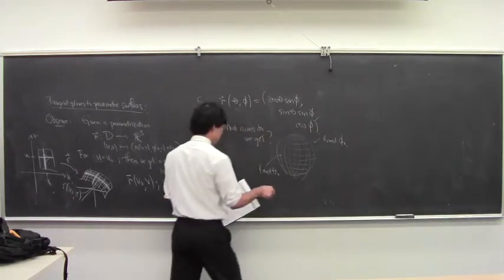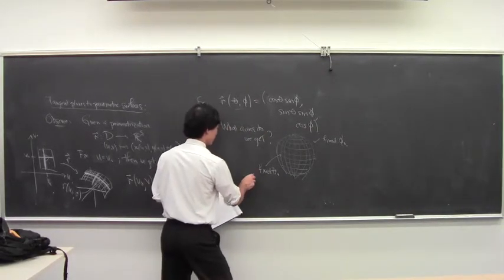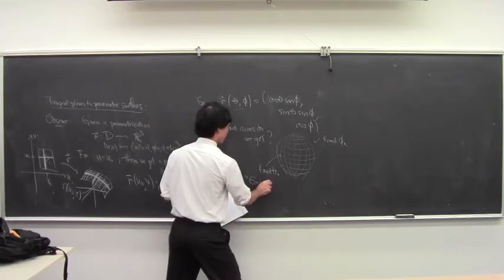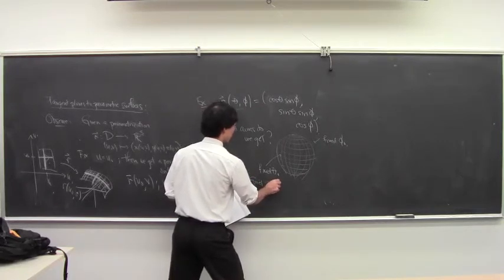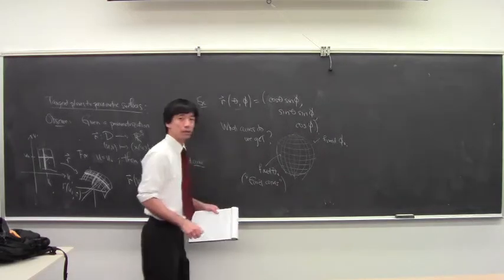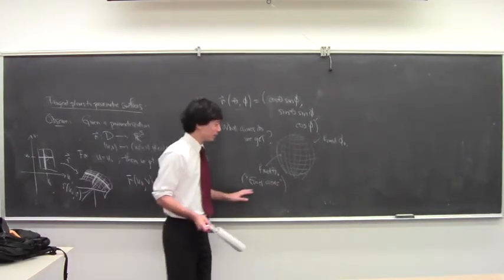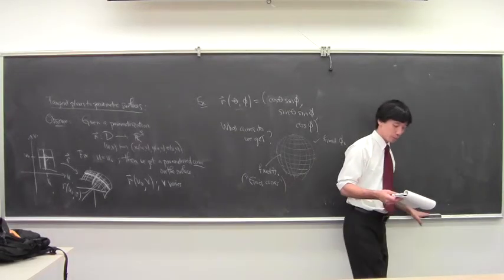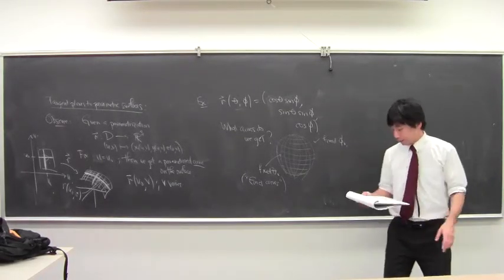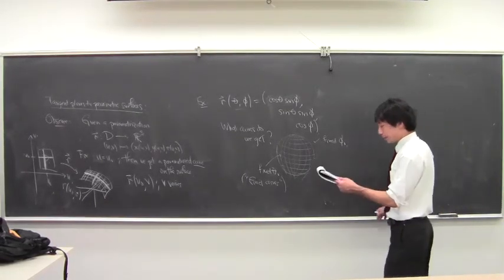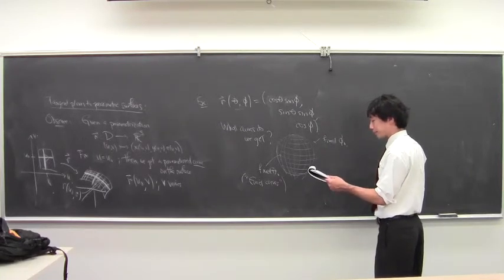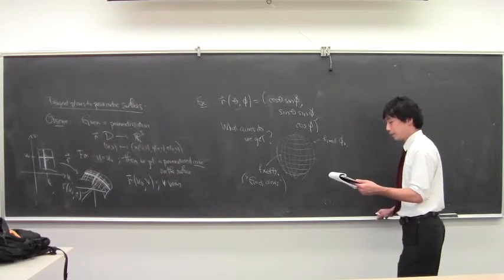So the text calls these curves grid curves. I've never heard this term outside of this text, but anyway, in this text they call them grid curves. Yeah, I mean it's a logical name.